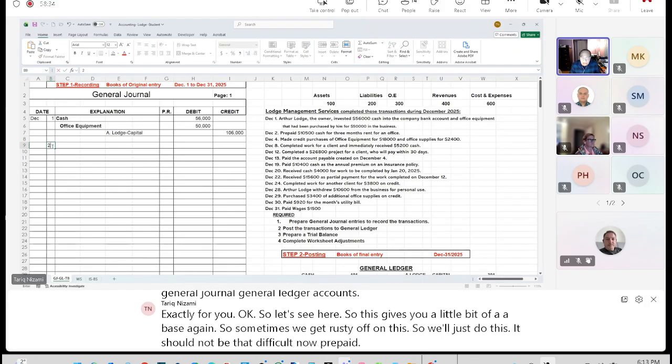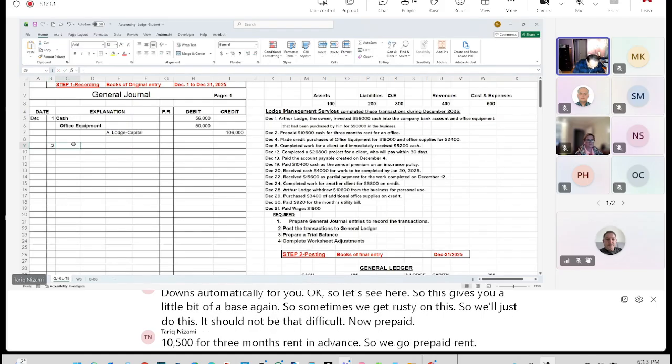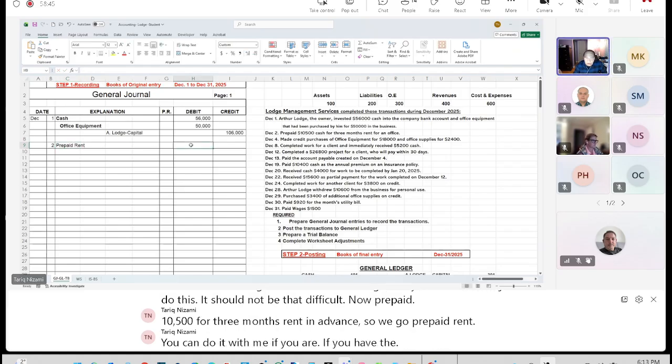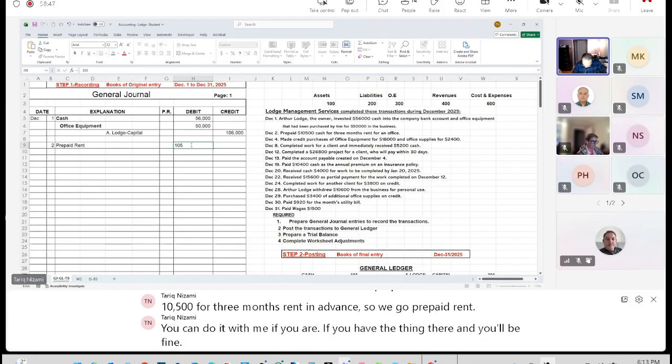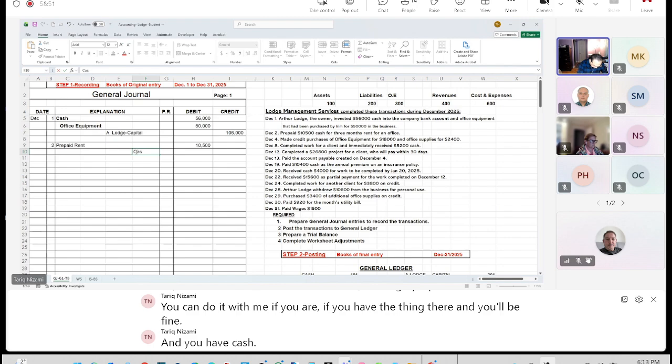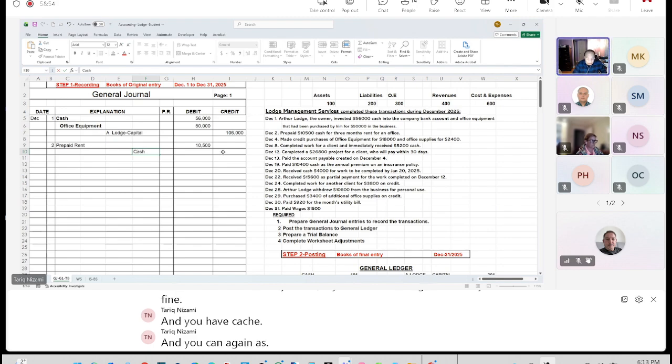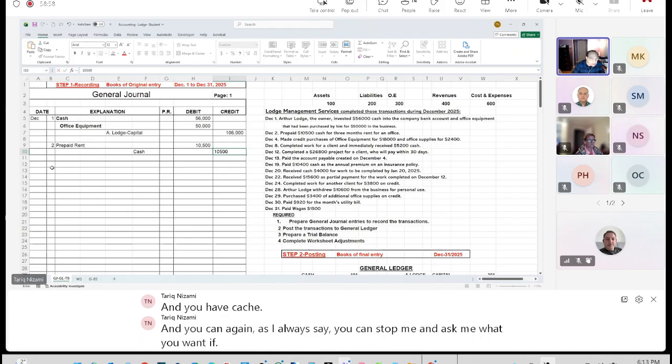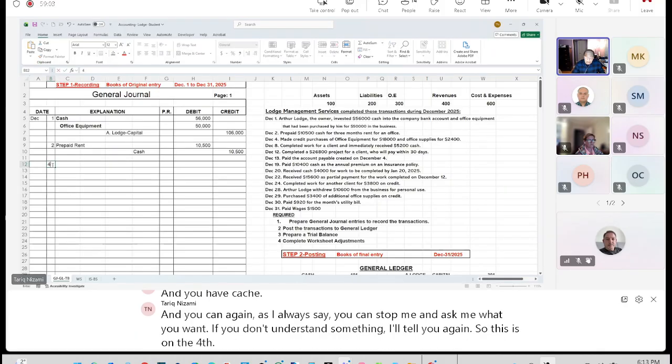Prepaid, 10,500 for 3 months rent in advance. So we go prepaid rent, and you have cash. You can do it with me if you have the thing there, and you'll be fine. And again, as I always say, you can stop me and ask me what you want. If you don't understand something, I'll tell you again. So this is on the 4th. Any entry, if you don't understand, just let me know.